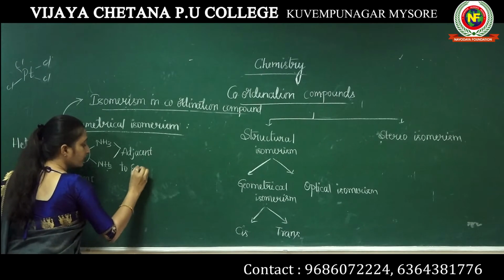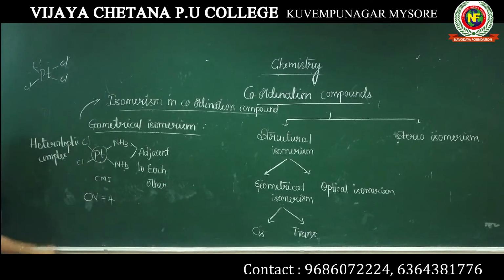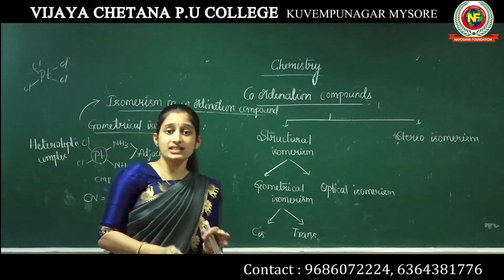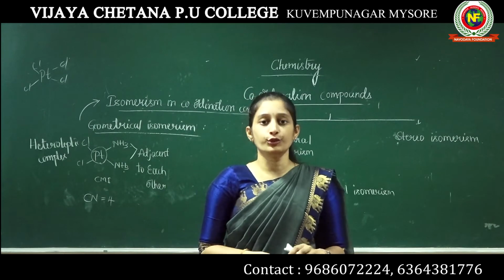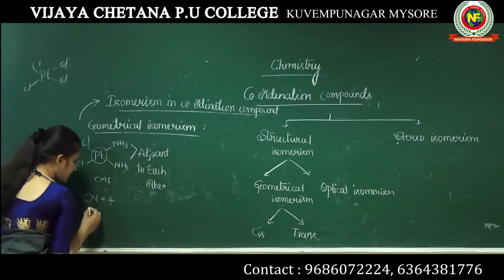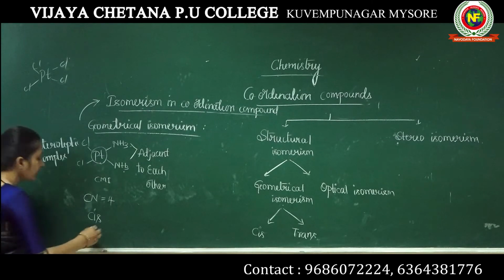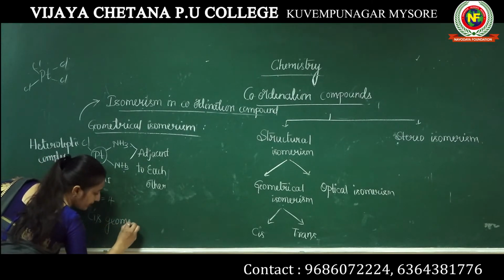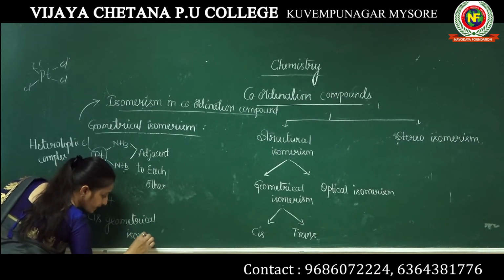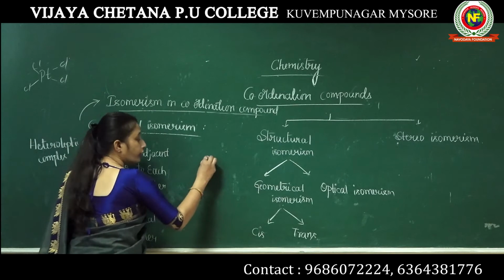Adjacent to each other. See, chlorine, chlorine. Any two groups, they are adjacent to each other. Such type of groups, such type of isomer, we call it as cis geometrical isomer. Now, what about the trans?